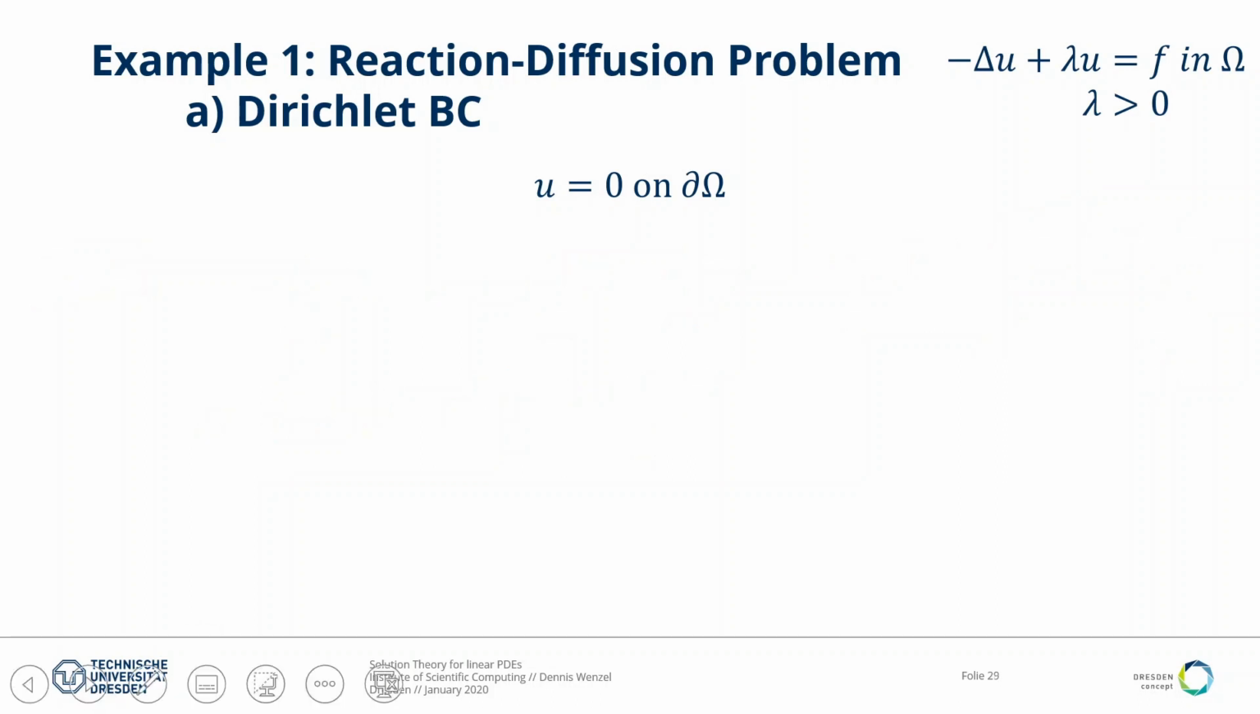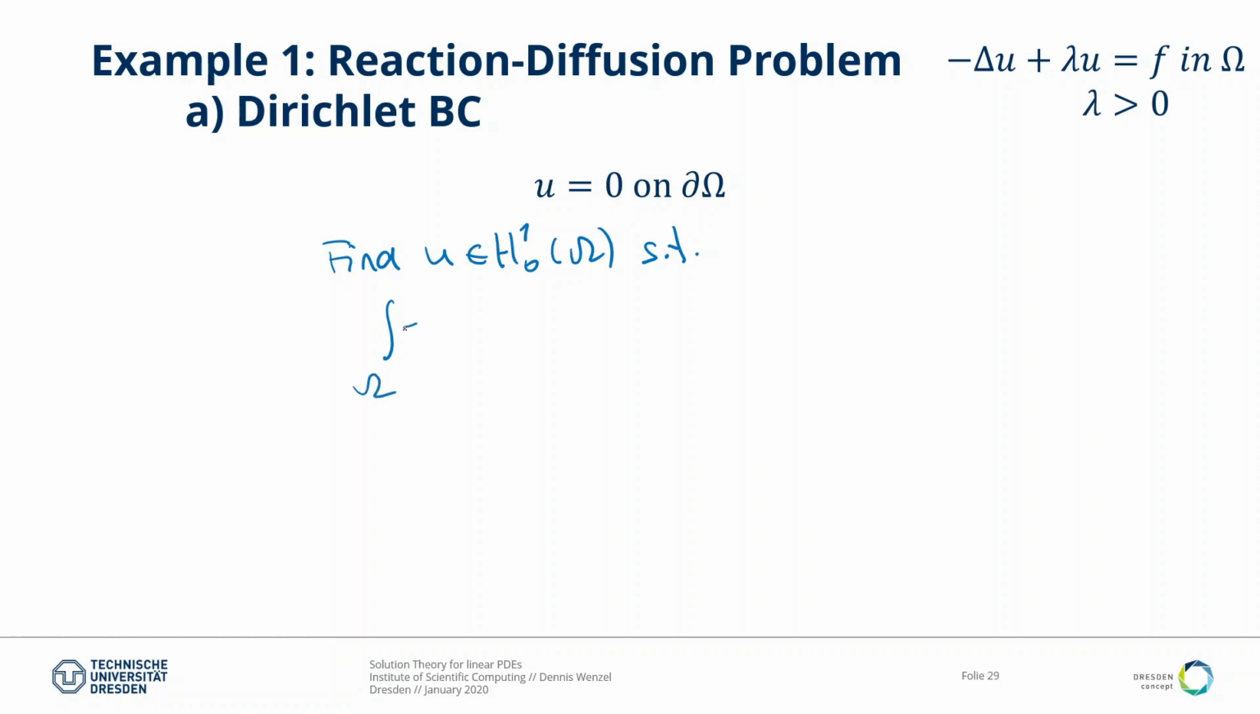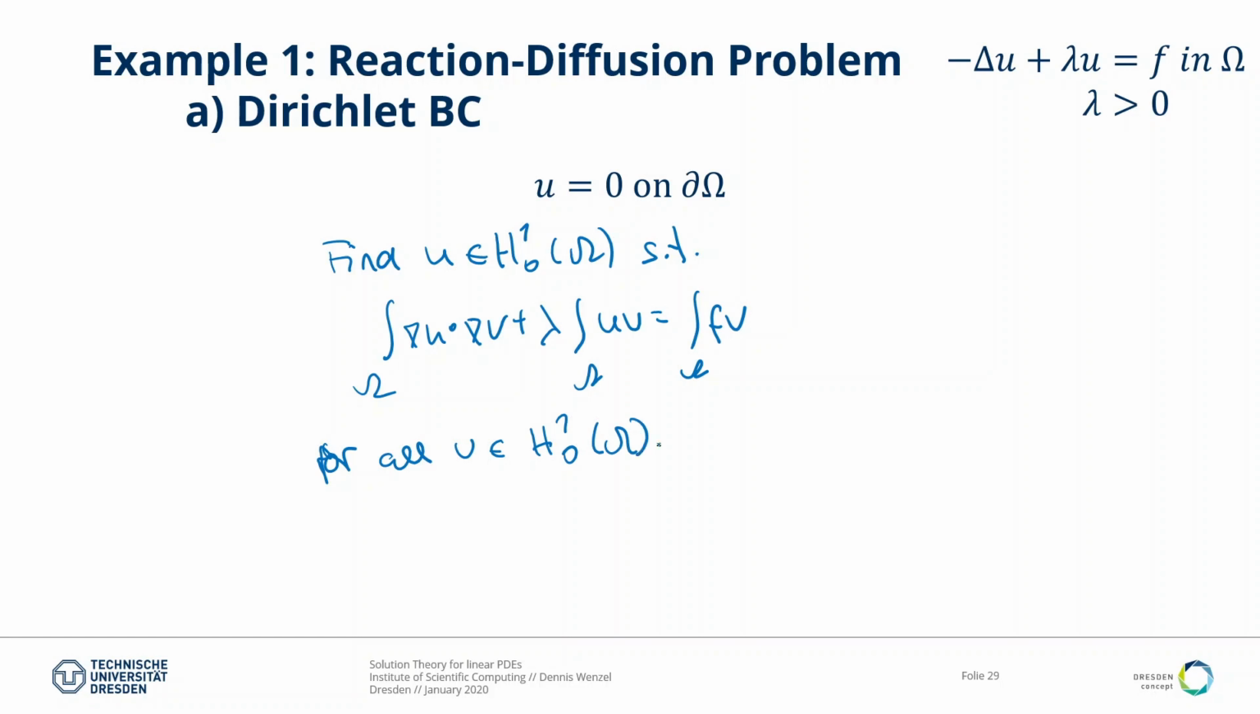So we arrive at our problem: we need to find u in H1_0 of Omega such that the integral over Omega of gradient u times gradient v plus lambda times the integral of uv equals the integral of fv, and this is true for all v in H1_0 of Omega.